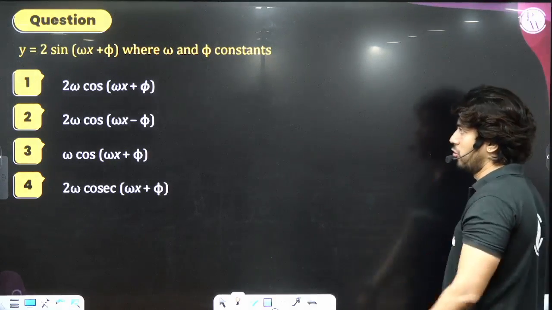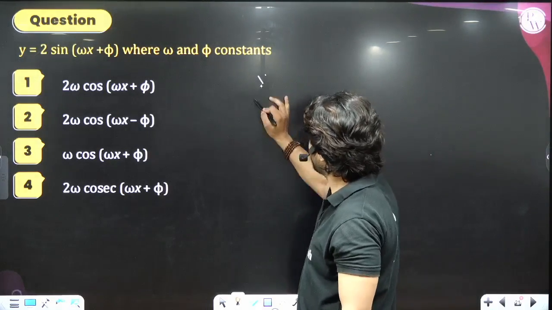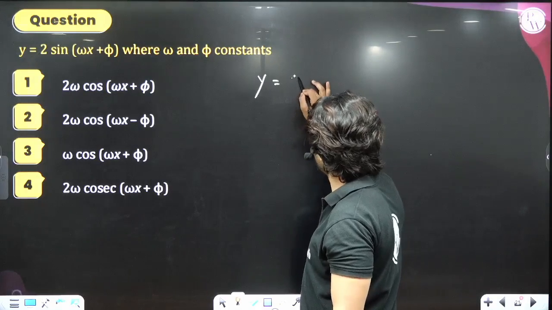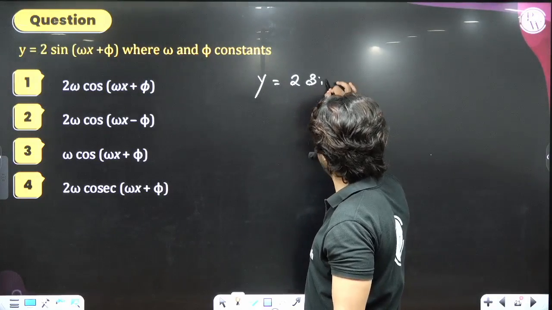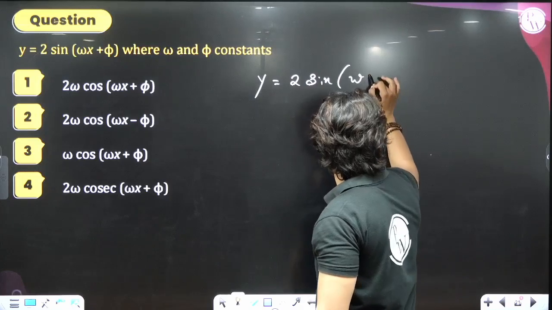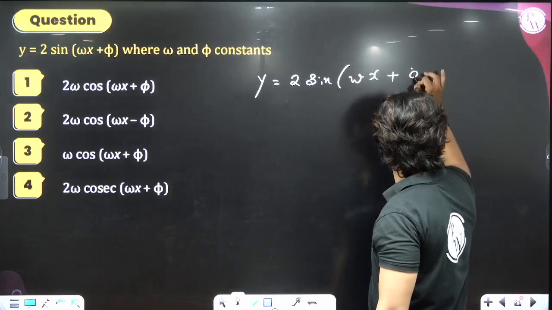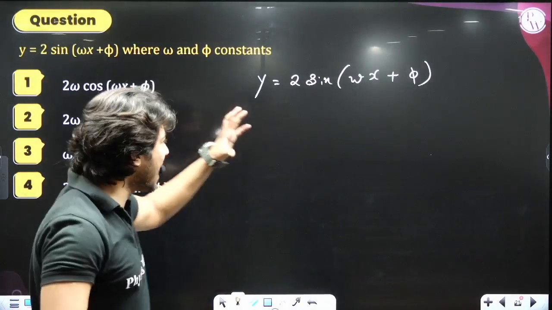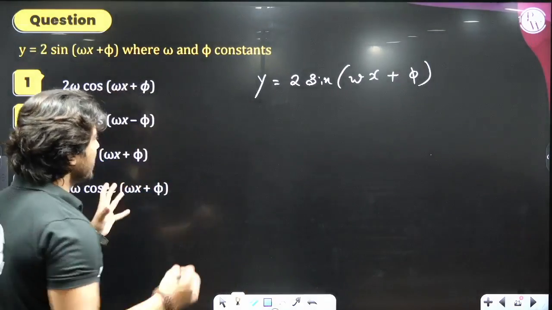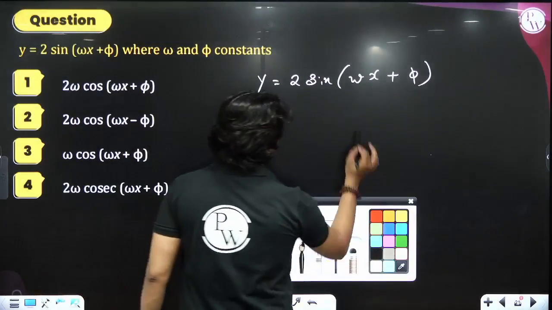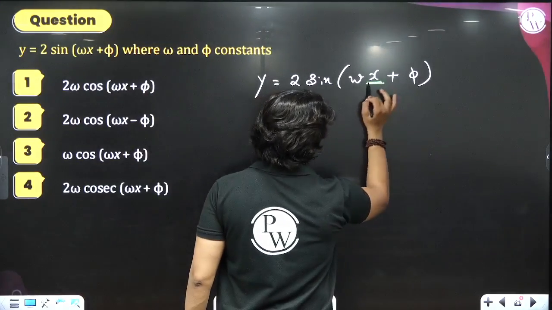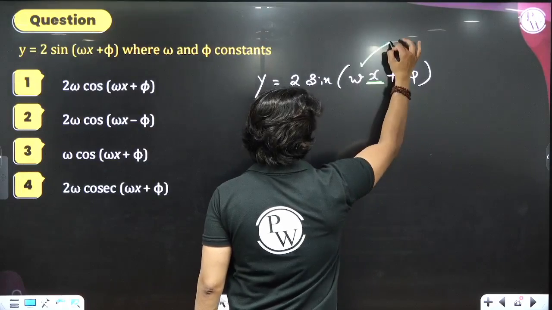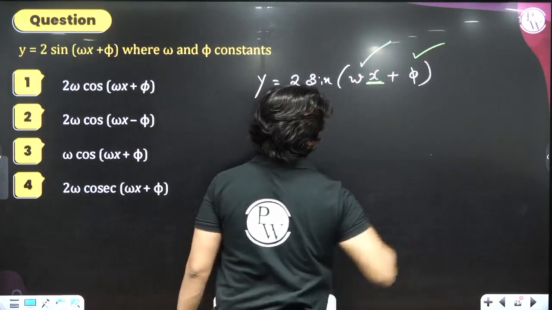What has been given to you? y equals 2 sin of omega x plus phi. Just have a look at the expression. What has been given to you? y equals 2 sin, a function of x. This is a constant. This is a constant.